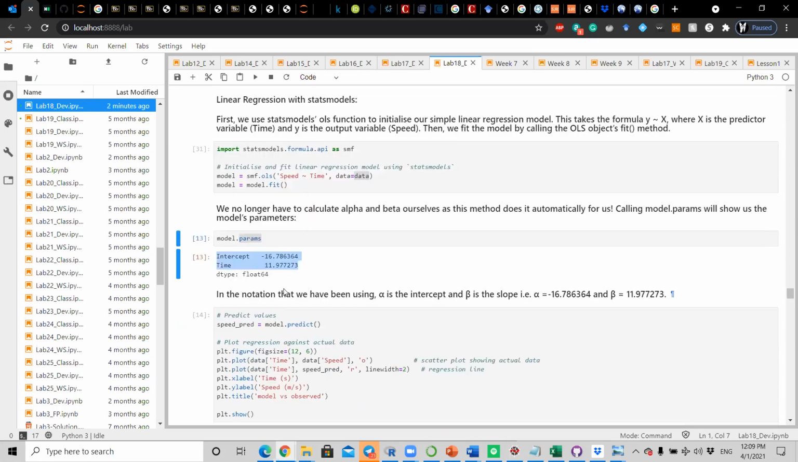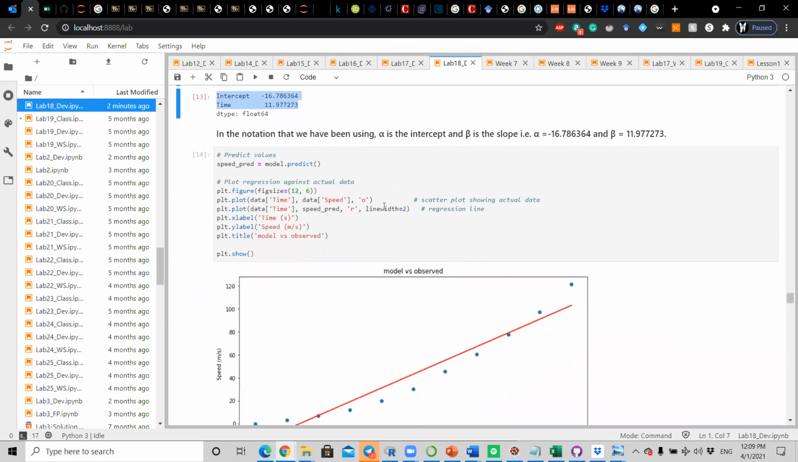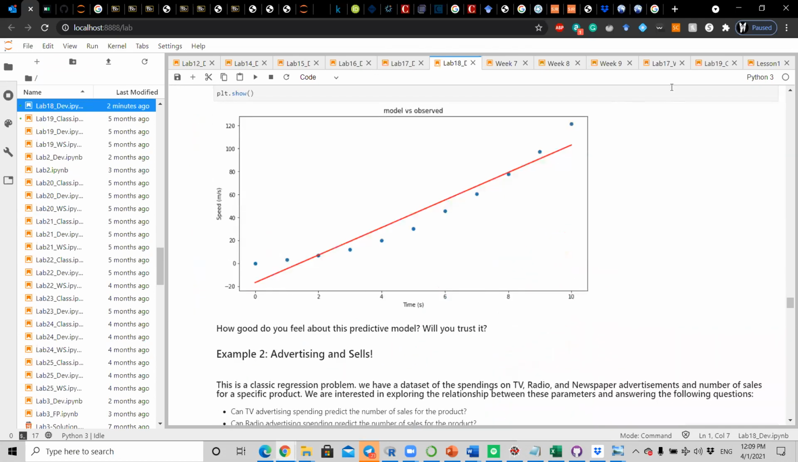Again, we can get a plot and we can get the same results and the same fit. So as the last question, how do you feel about this predictive model? Will you trust it? I'll keep my faith intact. About as far as I can throw. So you would trust it as it is.